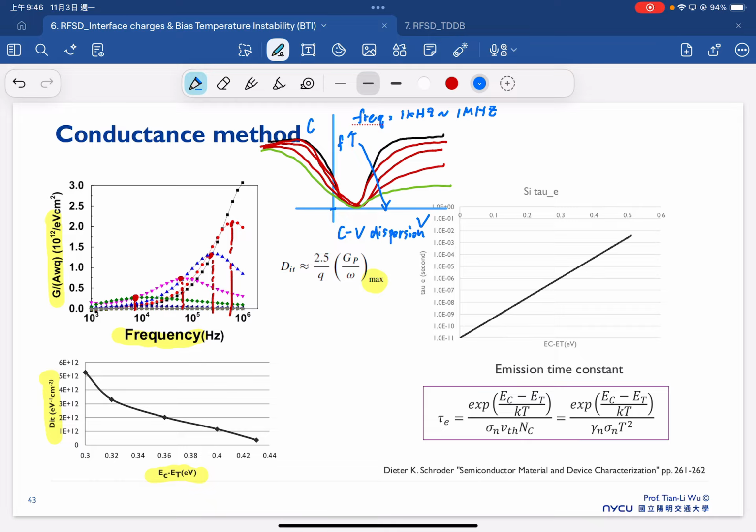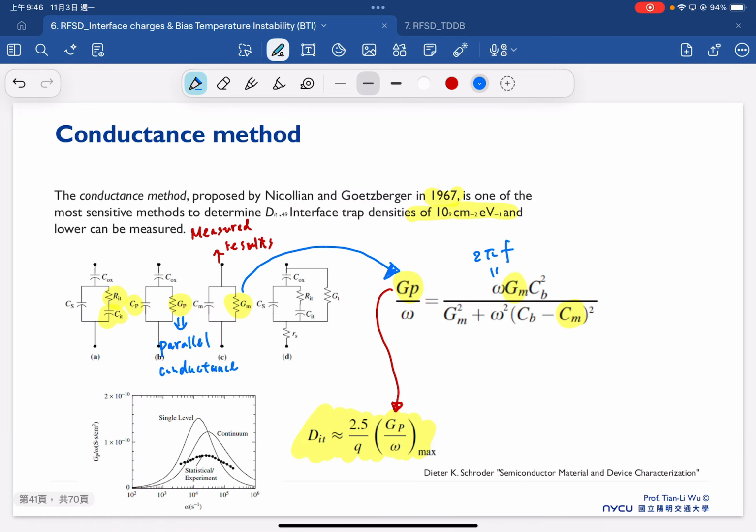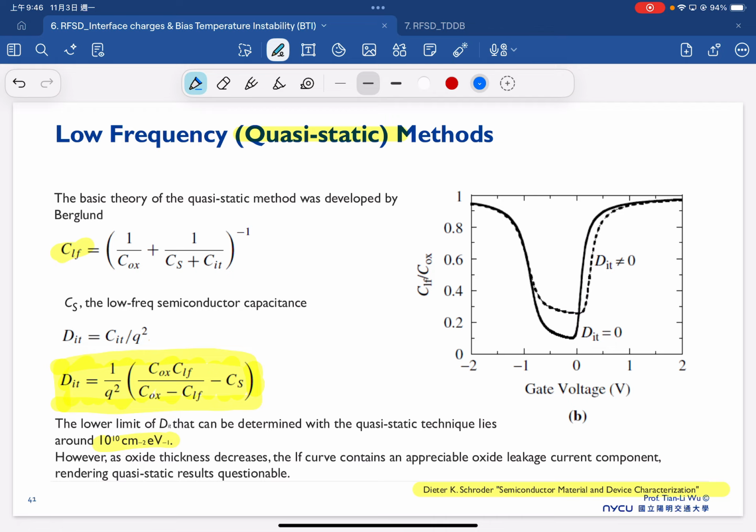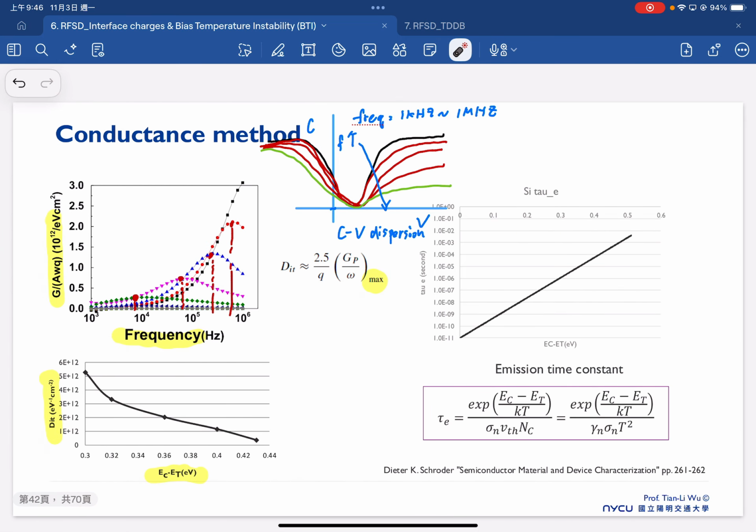So this kind of dispersion proves that we have a huge impact coming from the interface state density. That's why, as the previous slide also mentioned, once we have this DIT increase, you will see there's an inconsistency here, and there's a shift, and that's an indication of the impact coming from the DIT.